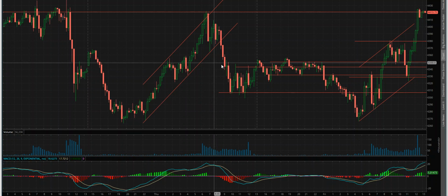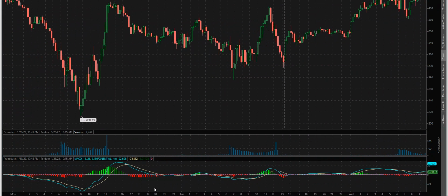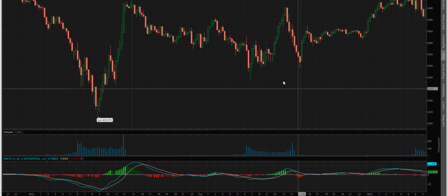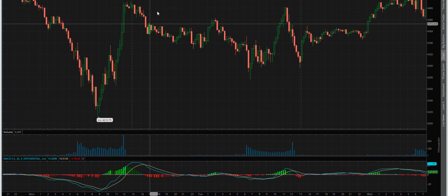But for now, I think you guys are good on drawing support and resistance lines. You can take any previous charts and just try to draw support and resistance lines. Okay, that will help you in a big way.